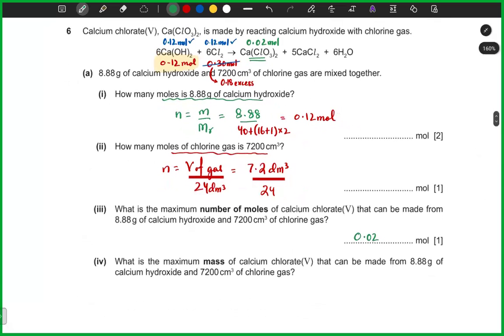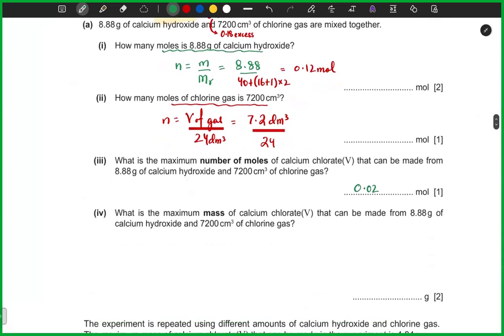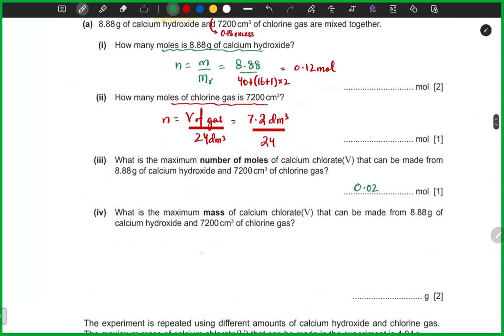And then he's asking, what's the maximum mass? Once you have the moles, you can find the mass, right? What's the formula? Mass is moles multiplied by the MR. So okay, that's 0.02.